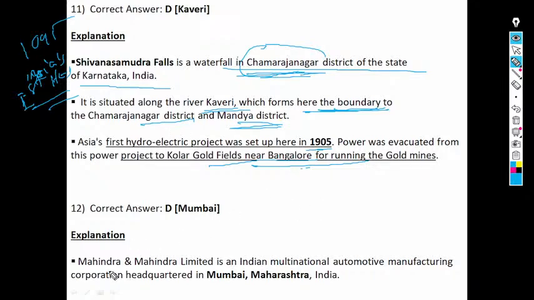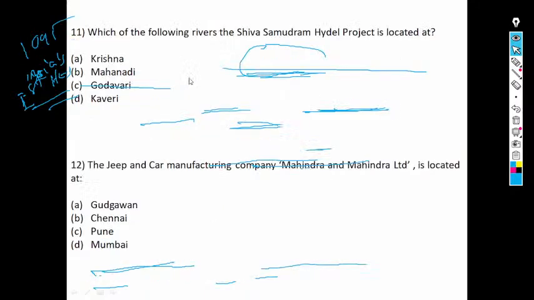Then Mumbai. What is this? Mahindra and Mahindra Limited is an Indian multinational automotive manufacturing company. Its corporate headquarter is in Mumbai, Maharashtra. Okay, next question we will move. So we should know that the headquarter is in Mumbai, Maharashtra. It's not in Bhuj, Pune or Chennai. It's not there, or Gurgaon. It is only in Mumbai.